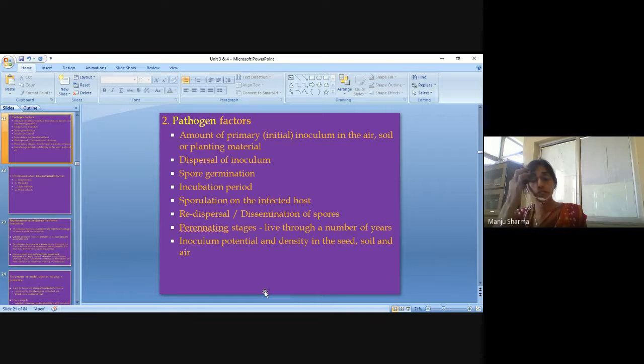Then the second factor is the pathogen factors: amount of primary initial inoculum in the air, soil or planting material, dispersal of inoculum, spore germination, incubation period, sporulation on the infected host, redispersal and dissemination of spores, then perennating stages that live throughout a number of years, and inoculum potential and density in the seed, soil and air.